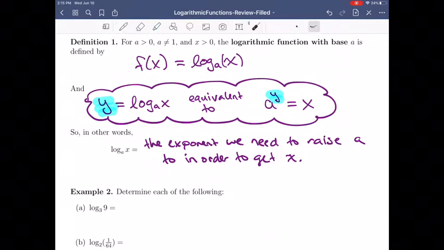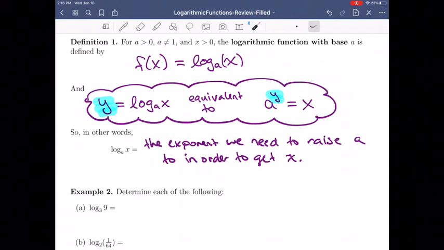Now the way that I always remember this relationship is, the base is the base, and the other things switch sides. So here the y is on the opposite side of the equals from the base, and on the other side it's with the base, and then the x that's in the log is now outside in the exponential version.